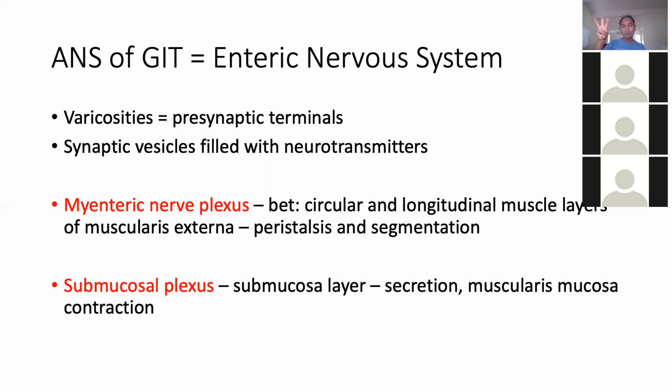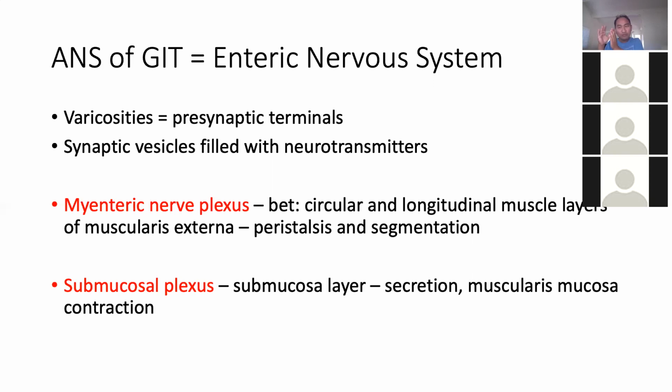Mucosa has 3 layers. What are they? The epithelium layer, the connective tissue on which the epithelium sits, which is called lamina propria, and there is a small layer of muscle, which is called the muscularis mucosae. So this is the mucosal layer. In the submucosal layer, we have lots of lymphatic tissues, blood vessels, nerves, and lymphatics. And the muscularis layer usually has 2 layers, inner circular and outer longitudinal.